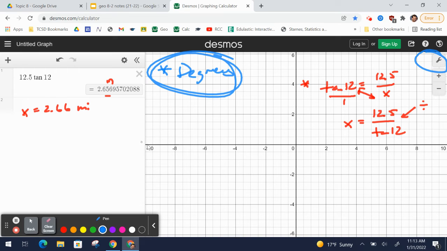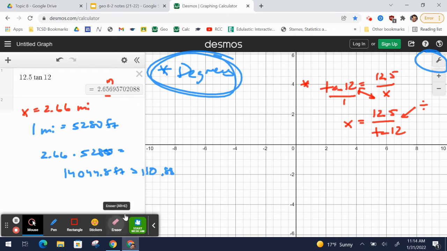Okay, so now let's convert this to feet to see how we're doing. So 1 mile is 5,280 feet. So we need to take this 2.66 and multiply it by 5,280 feet. When you do that, you get roughly 14,044.8 feet. And of course, that is greater than our, what was it, 11,088?